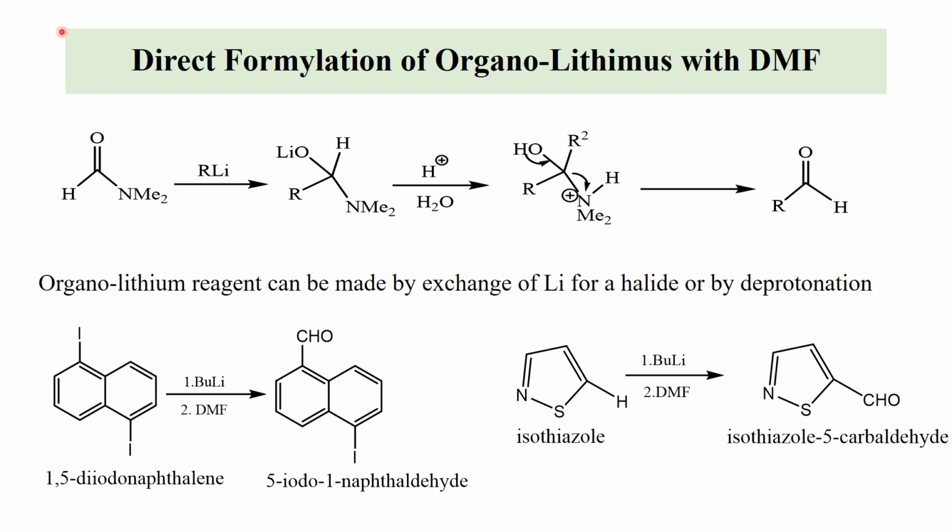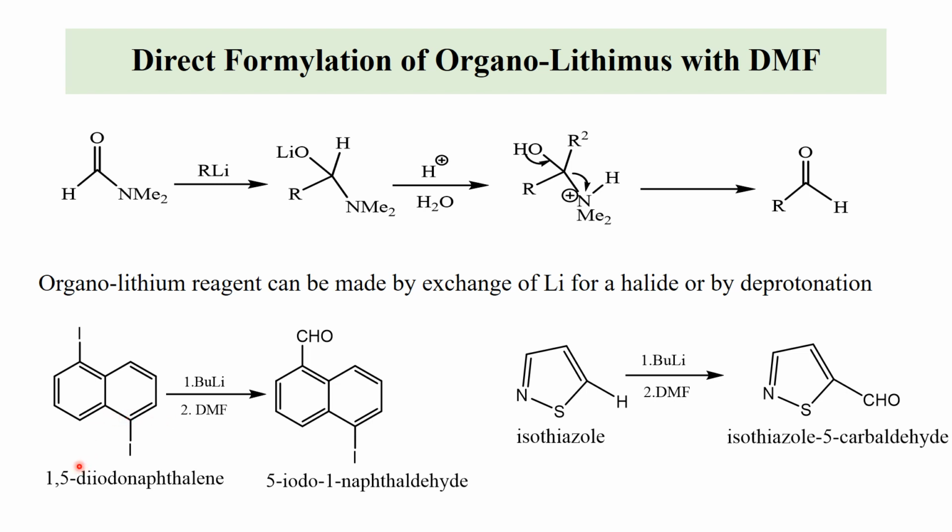Next is the preparation of aldehyde by direct formylation of organolithiums with N,N dimethylformamide. Here is the molecule of N,N dimethylformamide. When it reacts with alkyl lithium, the following intermediate is formed. In the presence of acid, this amino group is removed and an aldehyde is formed. It can be used here.